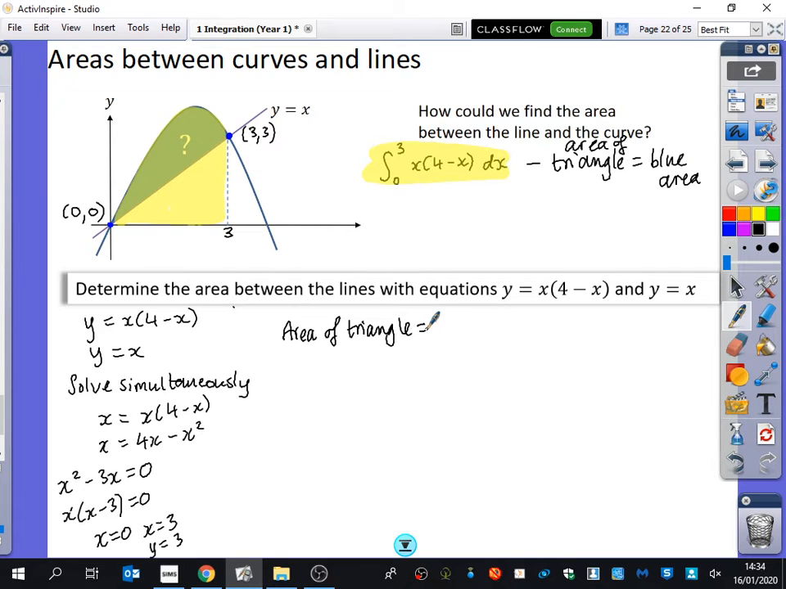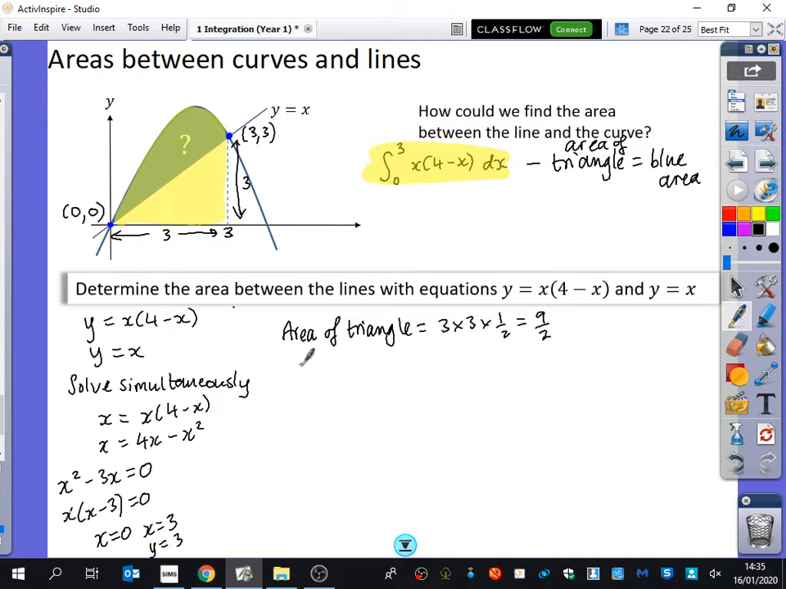The area of the triangle is base times height divided by 2. The base of the triangle is 3. I like to add some of these things to the diagram if it helps. The height of the triangle is 3. So it's just 3 times 3 times a half, or 9 over 2, 4.5. But generally, we do prefer to work in fractions when we're in A-level maths, okay?